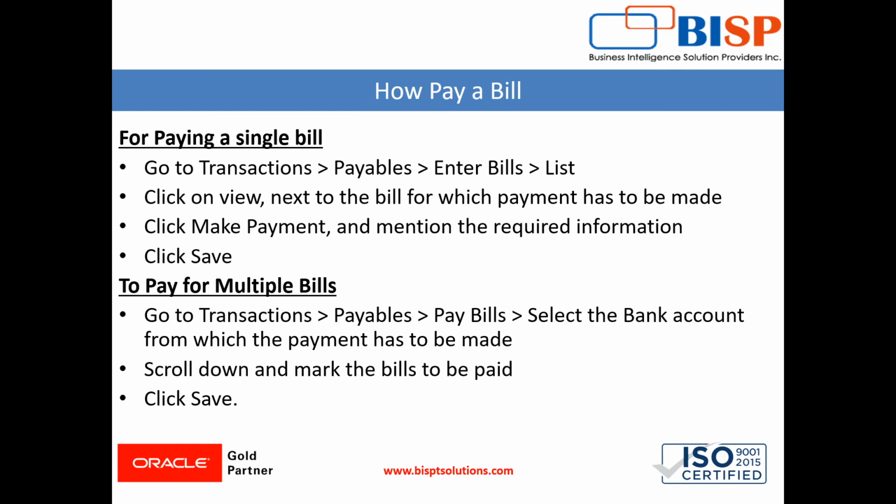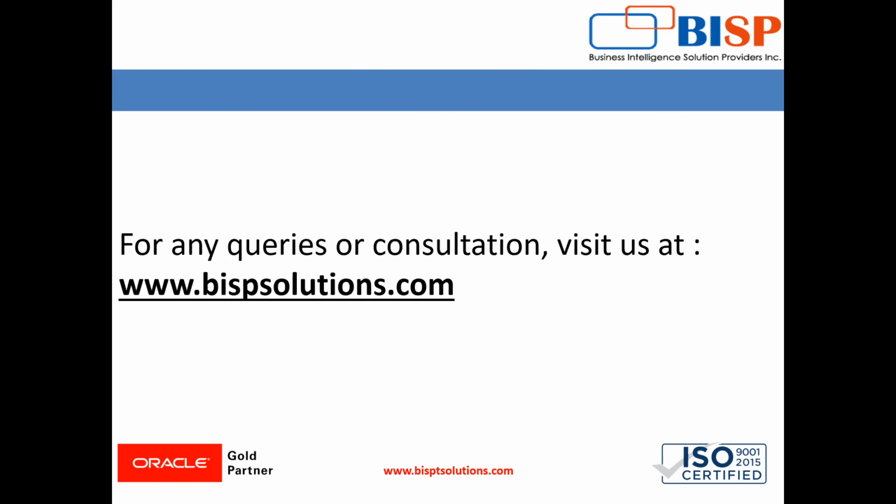If we have to pay multiple bills, we go to Transactions, Payables, Pay Bills, and then we select the bank account from which the payment has to be made. We scroll down and we mark the bills which are supposed to be paid at once, and then we click the Save tab. That's all for today's video.